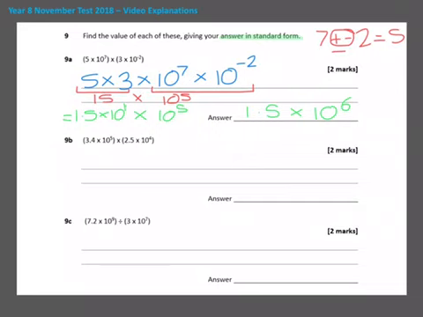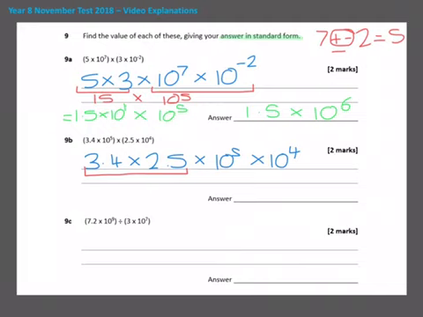Right, 9b. Again we've got the same thing, so we're going to change the order because it's multiplying. 3.4 times 2 to the power of 5 times 10 to the power of 5, and then times 10 to the power of 4. Much trickier multiplying this time. 3.4 times 2.5. But I would recommend using Napier's multiplying, and that will give you an answer of 8.5.